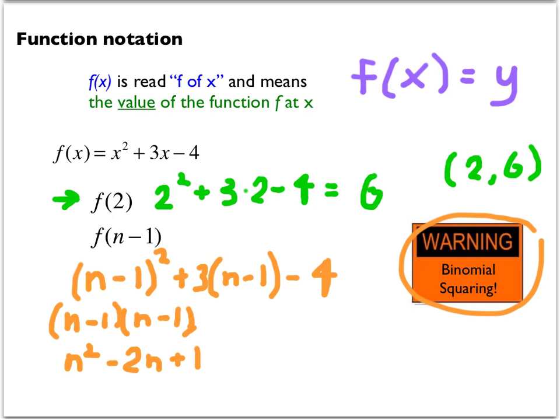And then, of course, getting back to this part, I just have to distribute that. So that's going to be 3n minus 3. And then, of course, I have my minus 4 at the very end. So my final answer here looks like it'll end up to be n squared. I have negative 2n plus 3n, so that's plus 1n. And then with my numbers, I add up 1 minus 3 is negative 2. Negative 2 minus 4 is negative 6. So there's my final answer right there. A little bit tricky, but we'll practice on some more of these in your assignment, obviously.